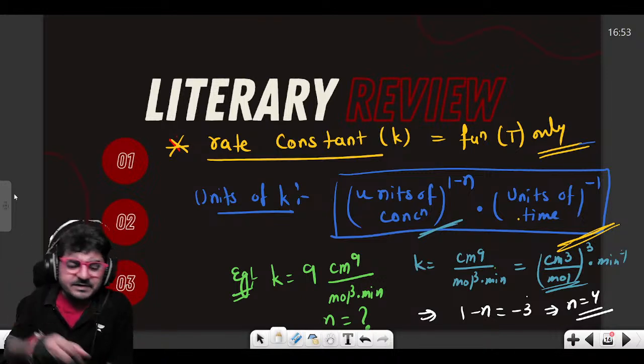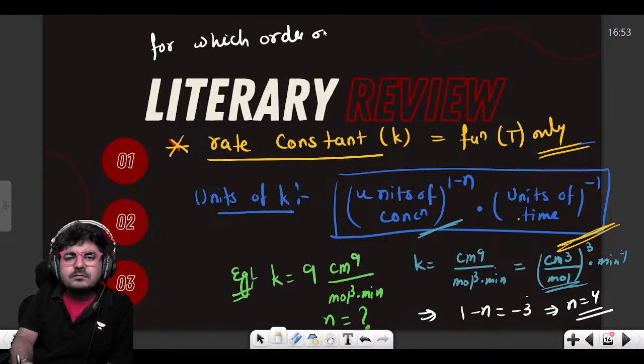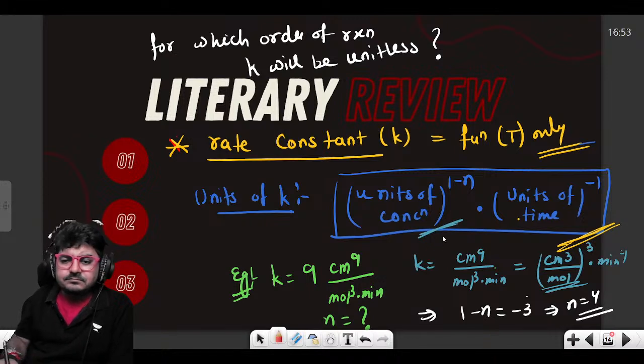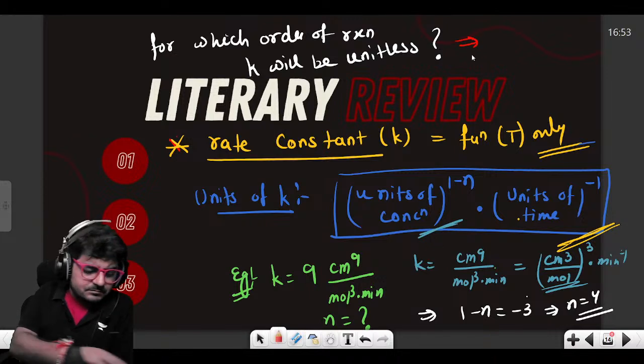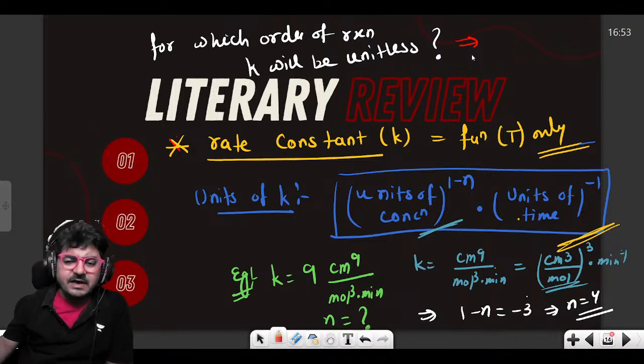Okay, I hope it is clear. Now here, can you guys tell me for which order of reaction rate constant K will be unitless? For which order of reaction rate constant K will be unitless? Can you answer this?